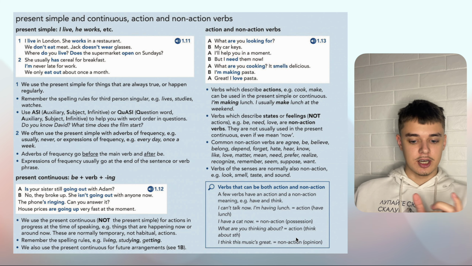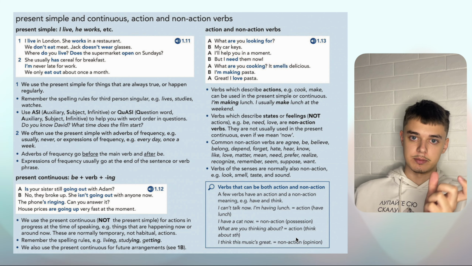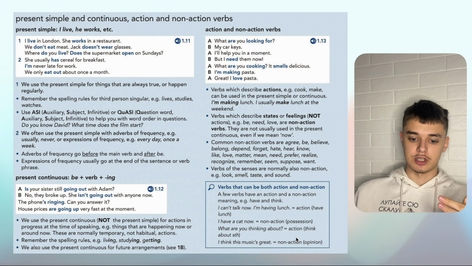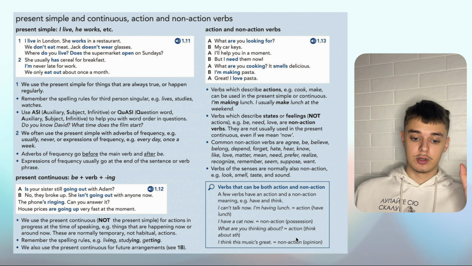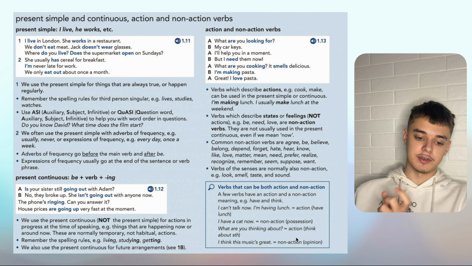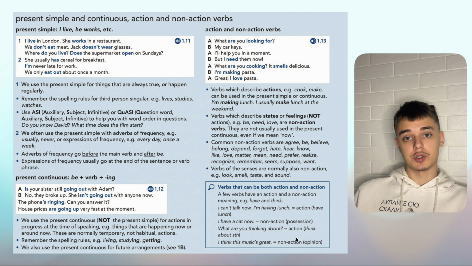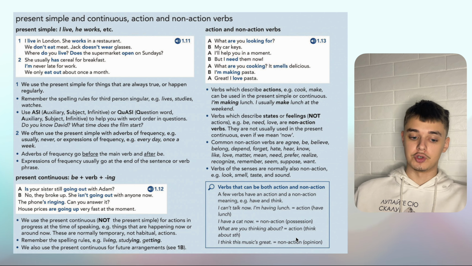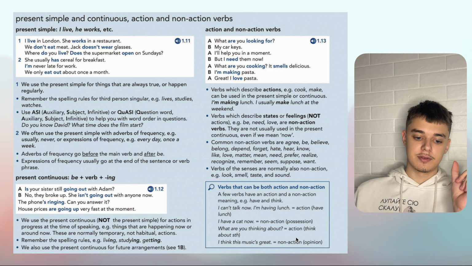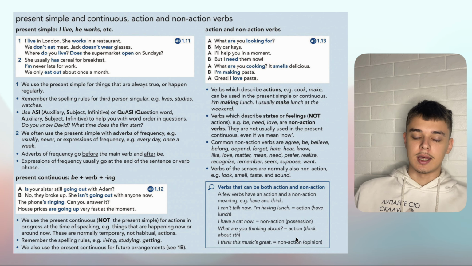We use this type of structure ASI, which means auxiliary, subject, infinitive for questions, or sometimes it may be QUASI, which means question word, auxiliary, subject, infinitive, to help you with the word order in questions. For example, do you know David? Auxiliary, do, subject, you, infinitive, know, and David is an object.